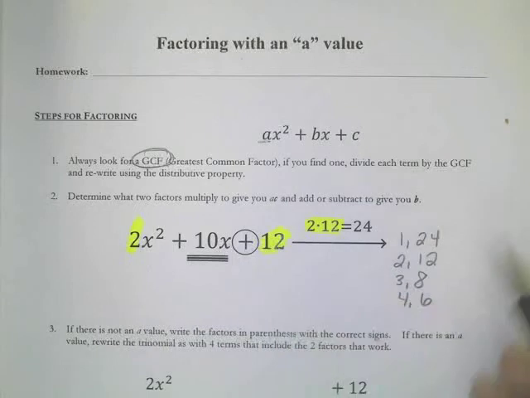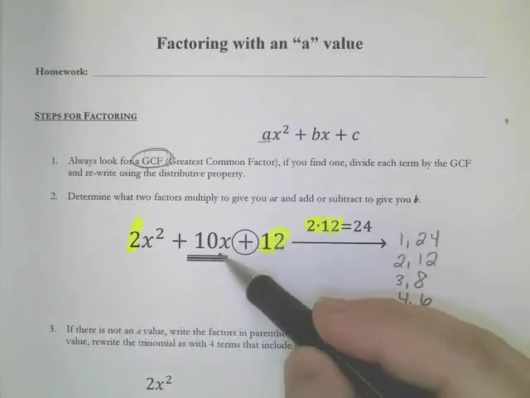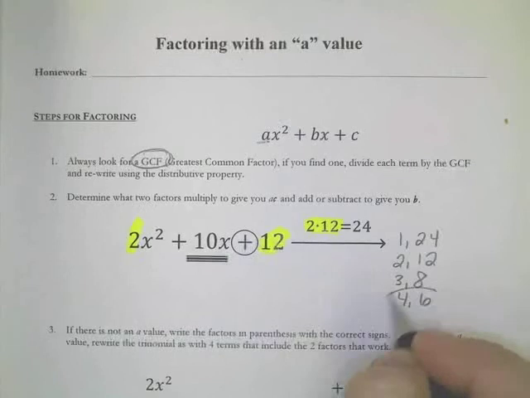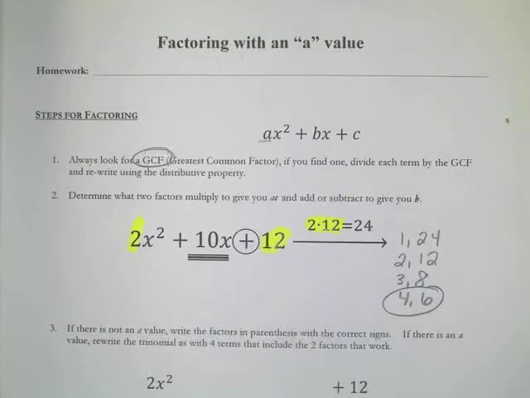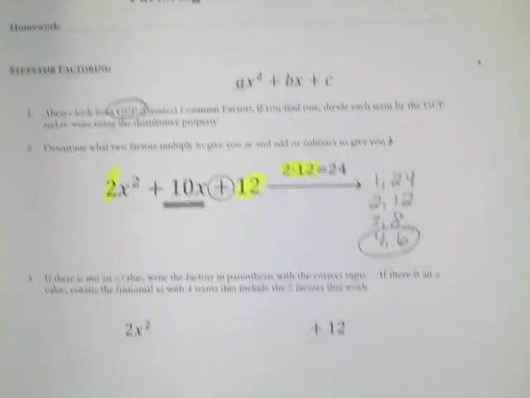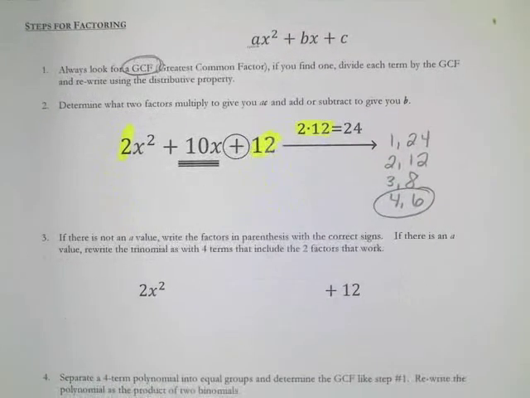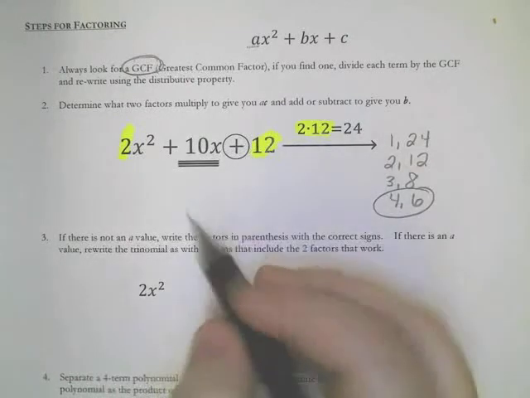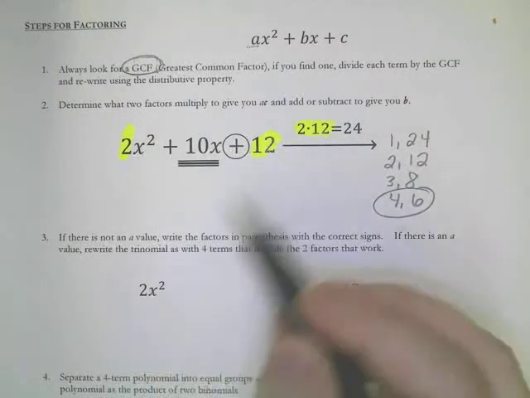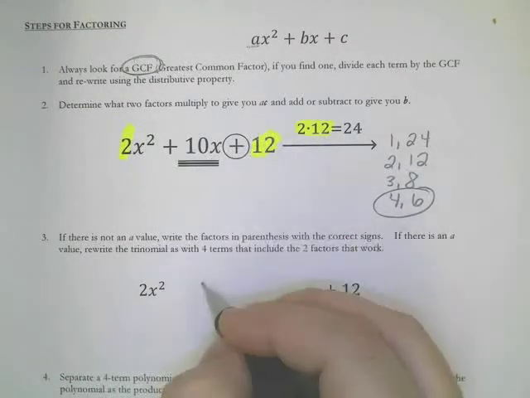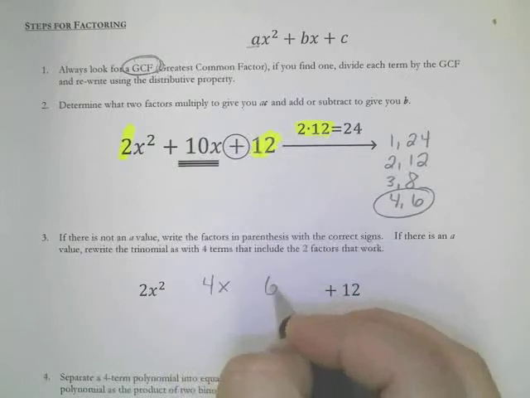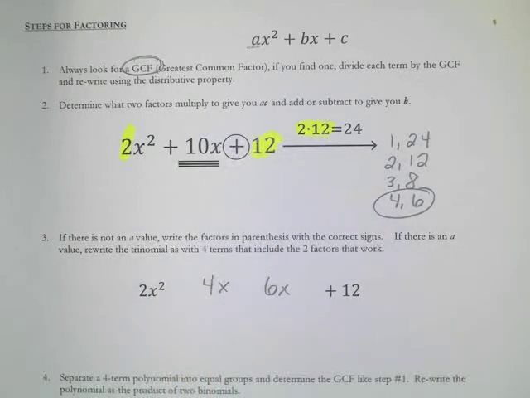Okay? So now I have my factors, and I'm trying to find which factors add to give me a 10. Which of these pairs of numbers add to give me a 10? And it's 4 and 6. So what happens now is that we're going to put the 4 and 6 there. The 2x squared just comes down. The 12 comes down. But I have a 4x and a 6x. The order doesn't matter. If you do it in a different order, sometimes your process will look different until the very end, but you should still get it right.